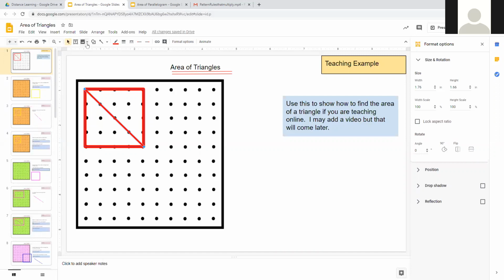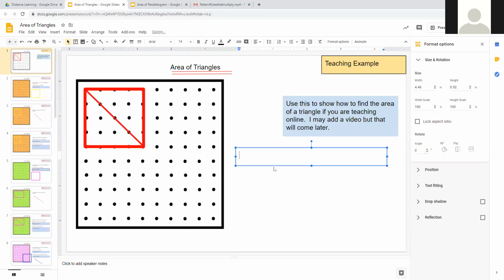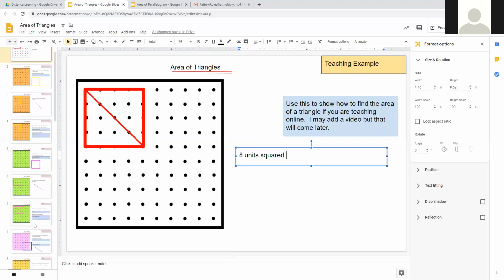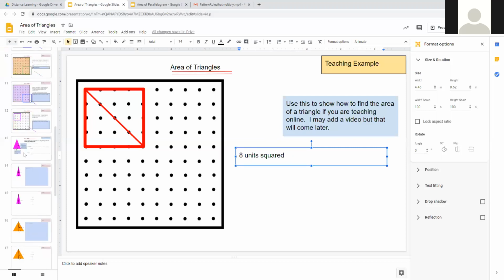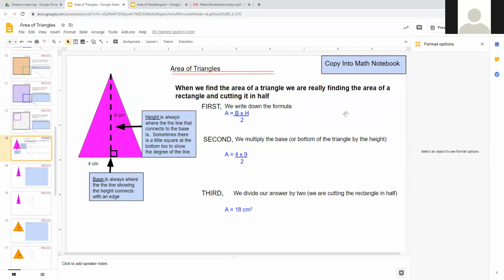So if you were to predict the area of the triangle, I'm hoping that you thought about the fact that we've cut our square in half, which means the area would be cut in half, which means we would have 8 units squared. And so that means that our triangle is half of a square or a rectangle. So when we find the area of a triangle, we're really finding the area of a rectangle and then cutting it in half. So first we're going to write down the formula.